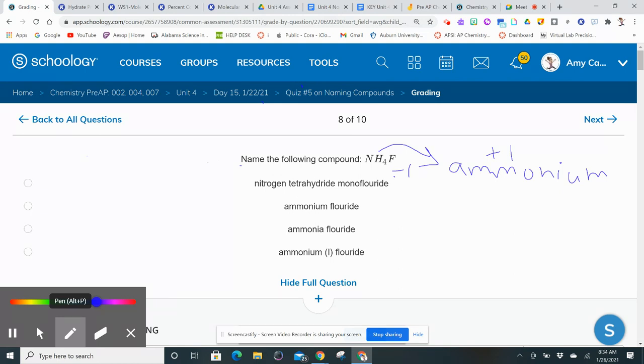Prefixes are for covalent compounds where we can have lots of the same elements making different compounds.